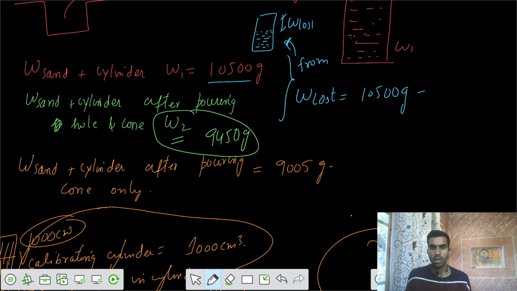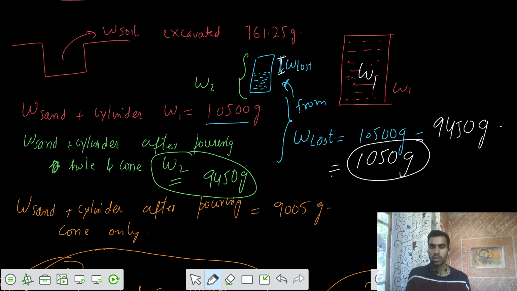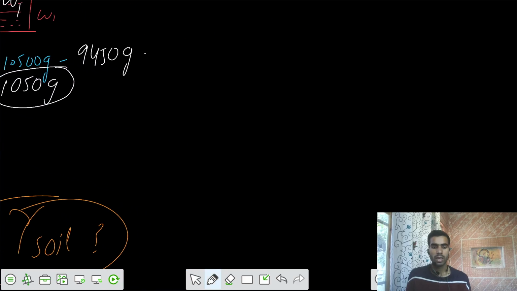It is talking about the left part. We have this one as W2 now, which means some weight was lost and subtracted, and now your left part of the weight is only 9450. So the lost weight is the difference of the two. Initially it was W1, the entire thing. Now we have lost some value, such that it is the difference of the two. So the weight lost is 1050 grams.